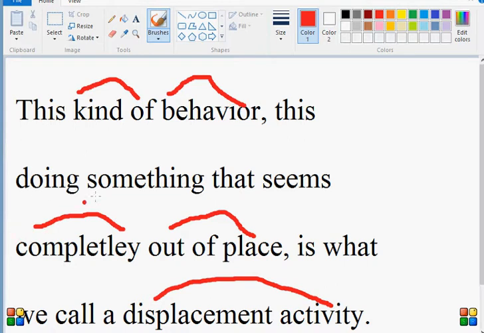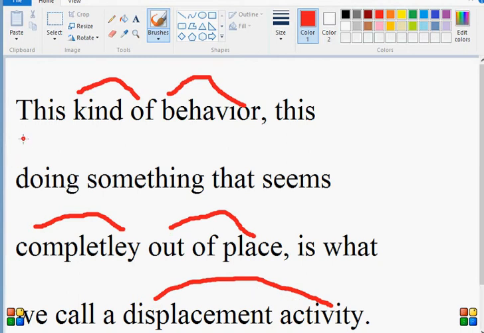Okay, seems completely, notice again, completely out of place. And then we say it's what we call a displacement activity. And you'll notice in this sentence, an entire phrase can rise and fall. It doesn't just need to be words that are emphasized, it can be phrases that form a single unit of meaning. Kind of is a phrase, which means type. Out of place is a phrase which means misplaced, not where it belongs. And displacement activity, that phrase is a key term in the lecture as well as the end of the sentence.